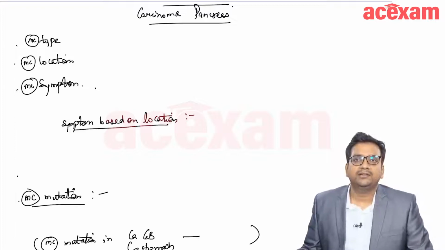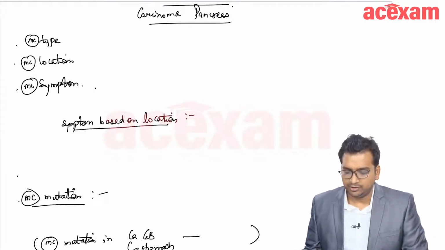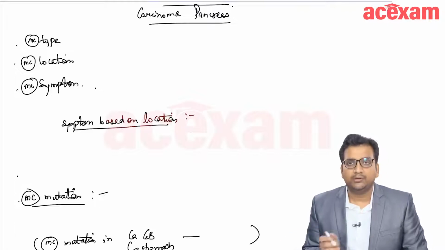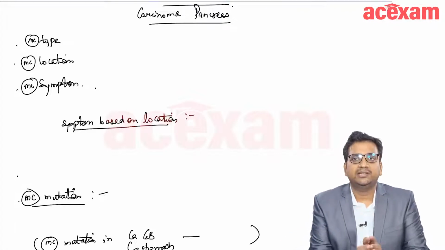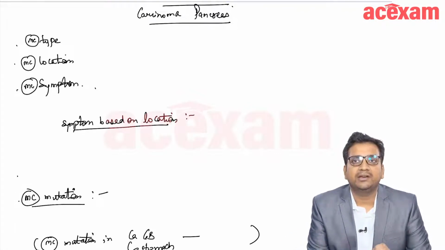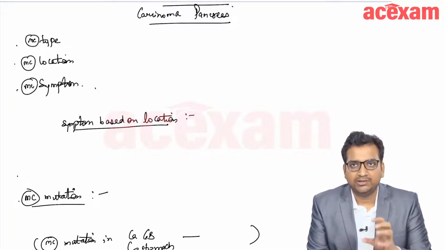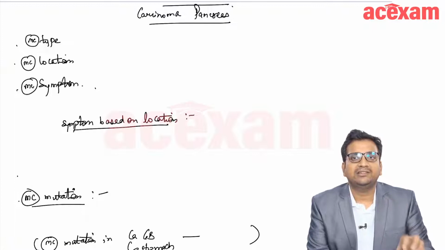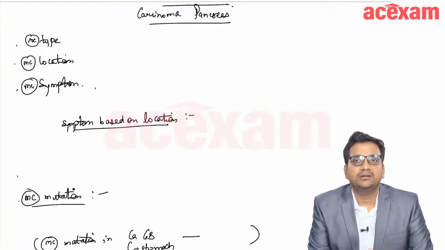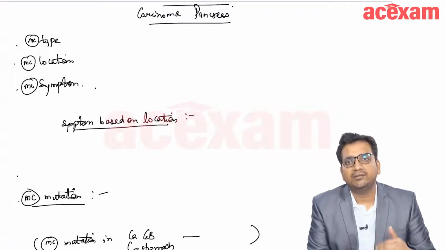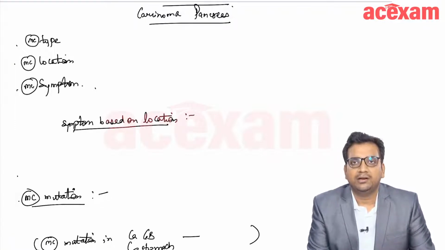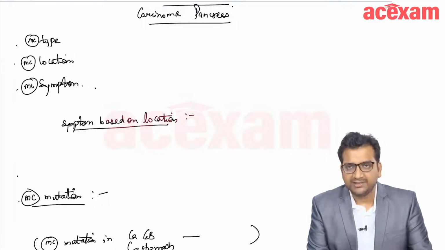The next topic is CA pancreas or carcinoma pancreas. Initially we'll discuss some basic points regarding carcinoma pancreas. The most common site for carcinoma pancreas is the head of the pancreas, and the patient generally presents with jaundice. Along with jaundice, the patient can have abdominal pain, and may develop diabetes, anorexia, weight loss.